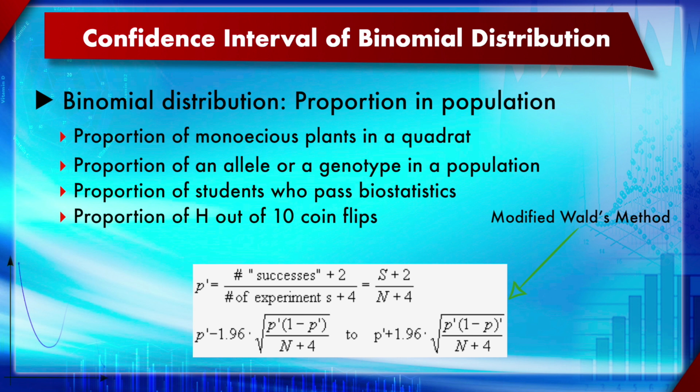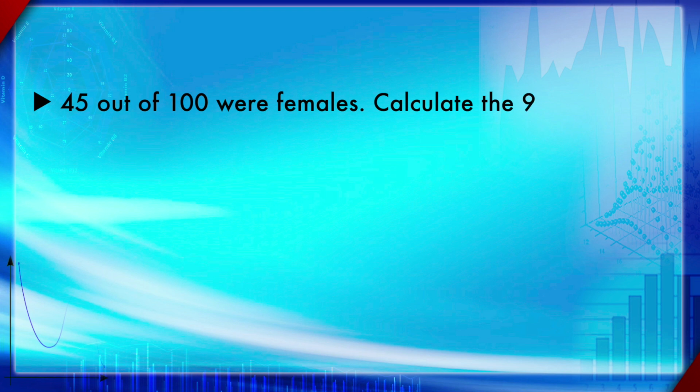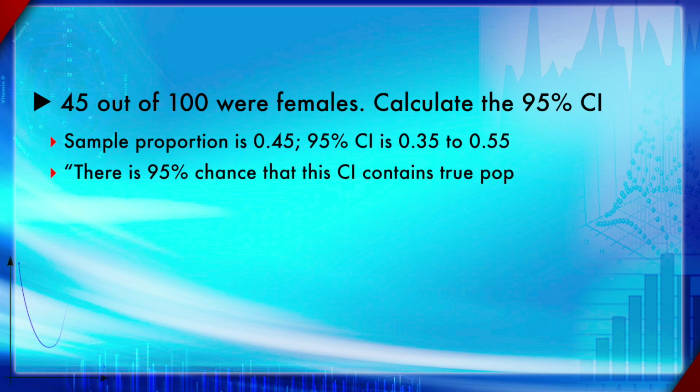So let us see one example here. 45 out of 100 neonatal births in Civil Hospital in Bathinda in Punjab were females. So calculate the 95% CI of this value. 45 out of 100, so it's a proportion, so it is a binomial distribution. How will you calculate it? The sample proportion is basically 0.45. Then the 95% CI you can calculate either manually or using any number of the calculators. If you do that with an online calculator, you are going to get 0.35 to 0.55.